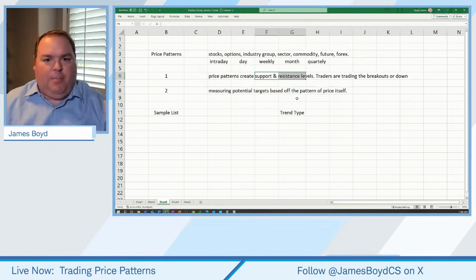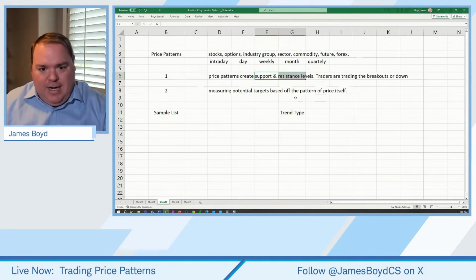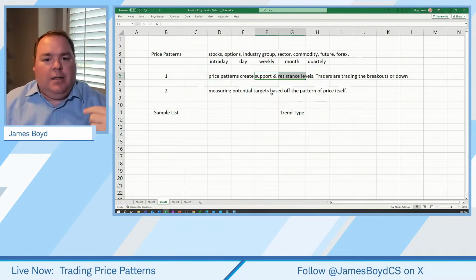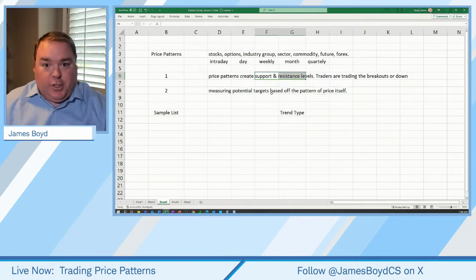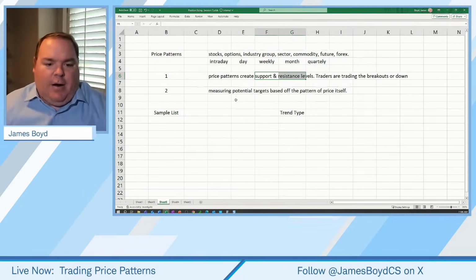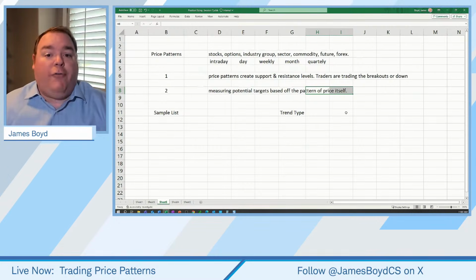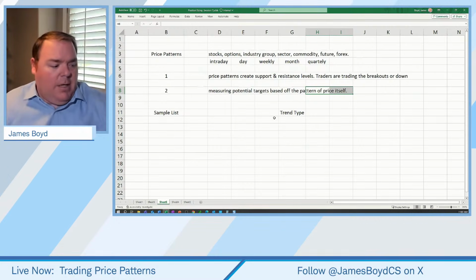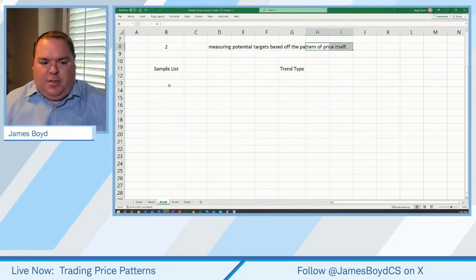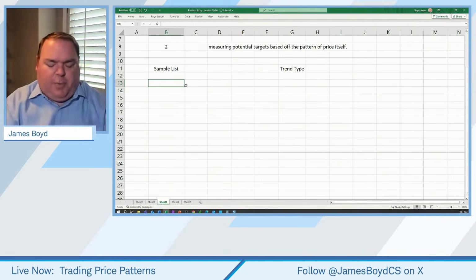We break to the upside, breakout. We break to the downside, breakdown. So if someone said to me, price patterns are what? They're breakout trades, or you could say continuation up or continuation down. What else could we use it for? I'm going to use that pattern of the price to measure where we think the price could go up to or fall down to.